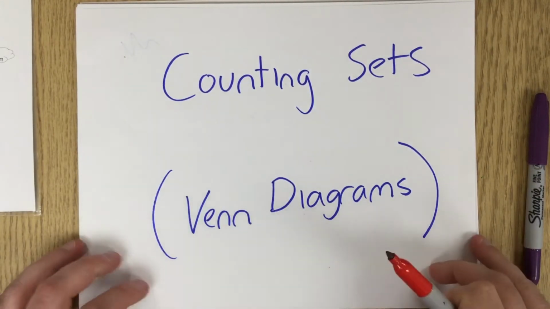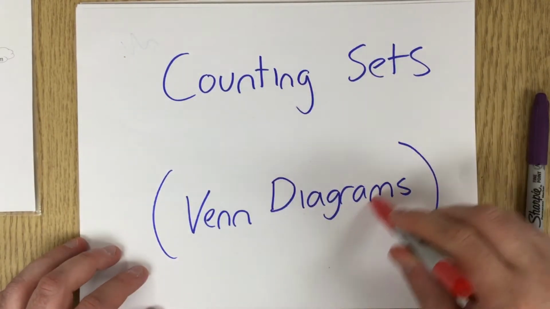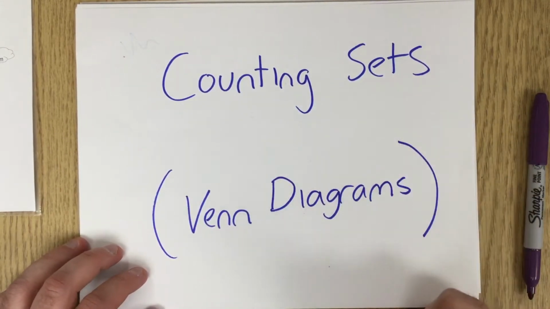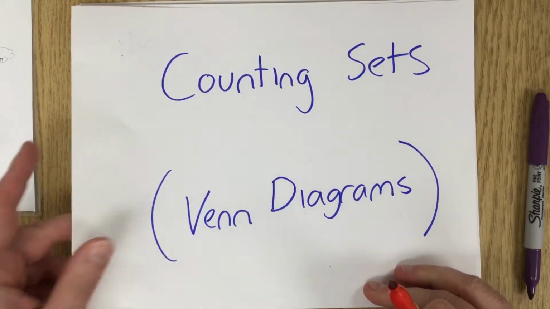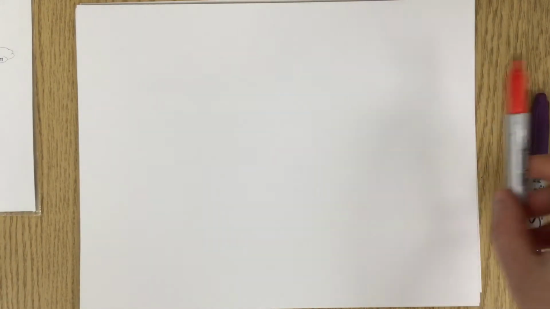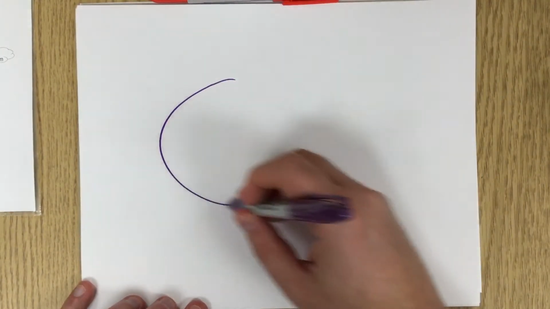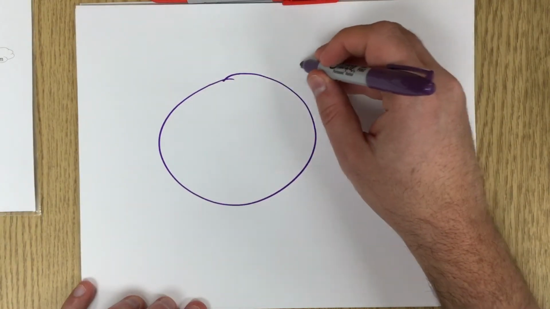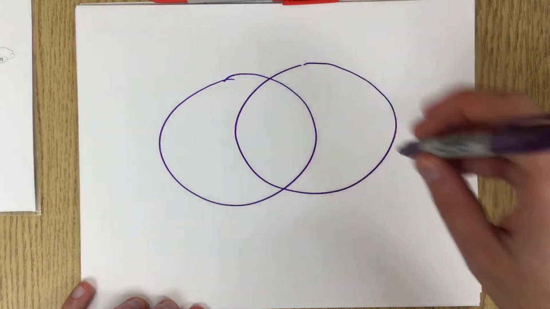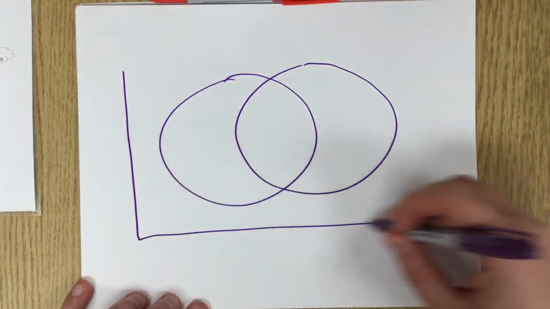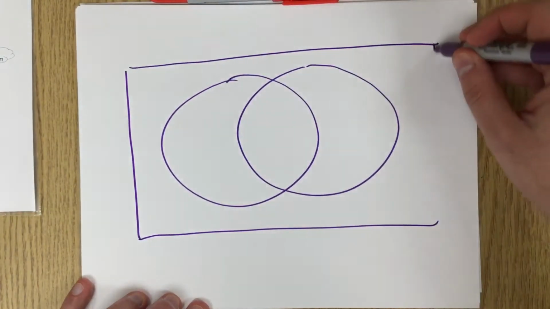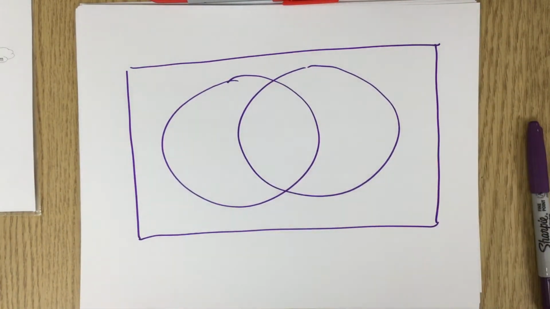So what we're going to be doing now is learning how to count sets, and we're going to use a technique called Venn diagrams that you may have seen before. So first we're going to go through what a Venn diagram actually is. A Venn diagram looks something like this.